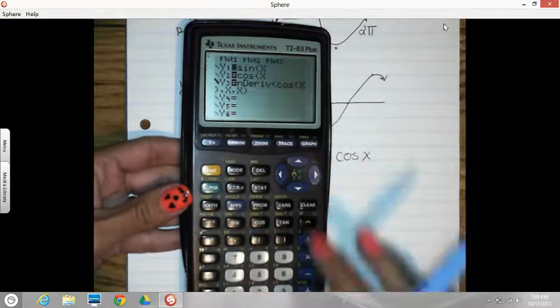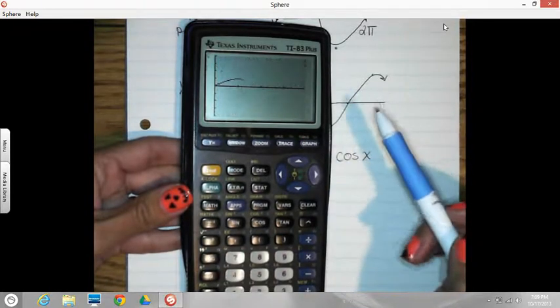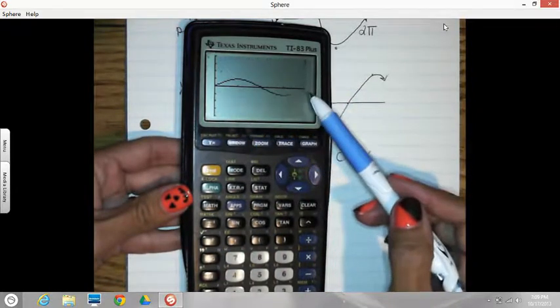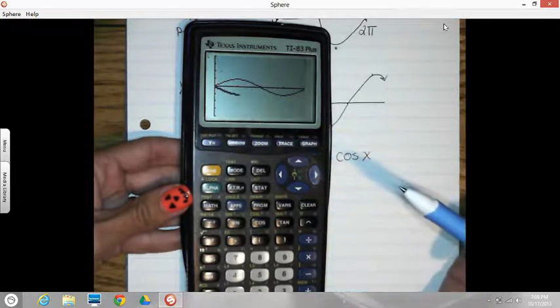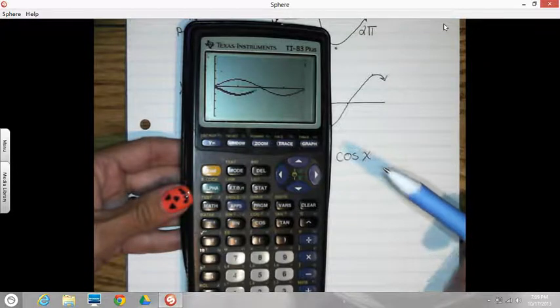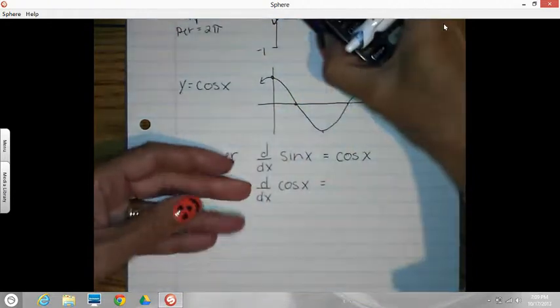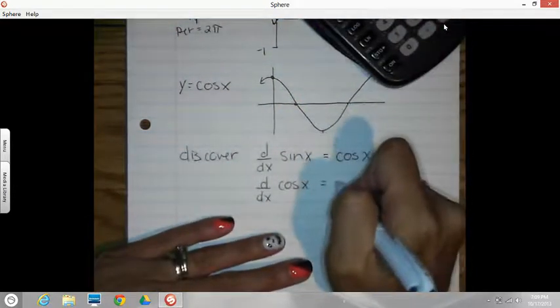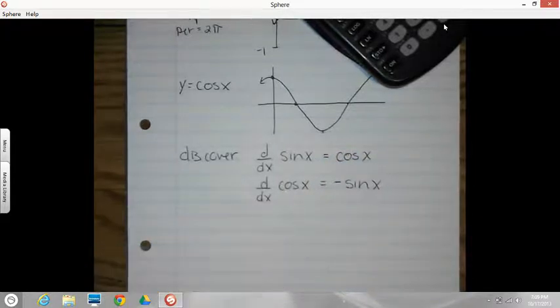If I turn sine back on, I'll turn cosine off so it's not distracting. So there's sine, and now we're going to look at the derivative of cosine, and you can see it's just this graph flipped over. And if you remember back to trig, the negative amplitude made it flip over the axis. Oh, made a nice pair of eyeballs. Alright, so the derivative of cosine is negative sine, because it makes it flip over.